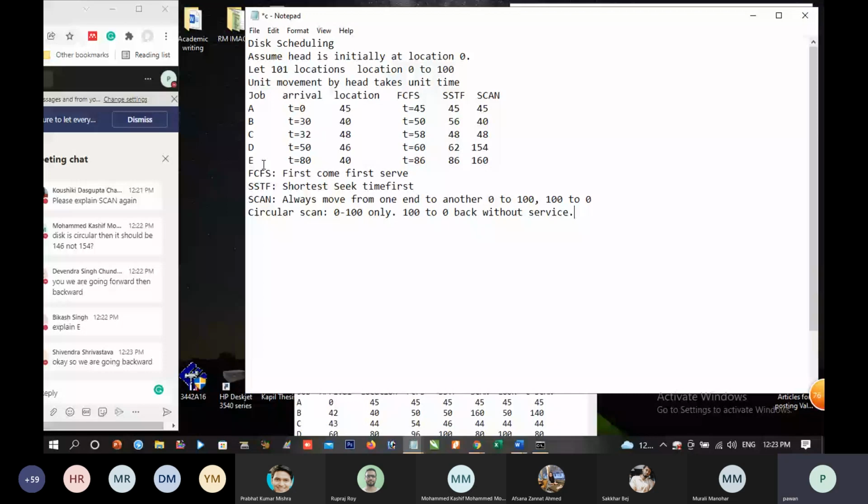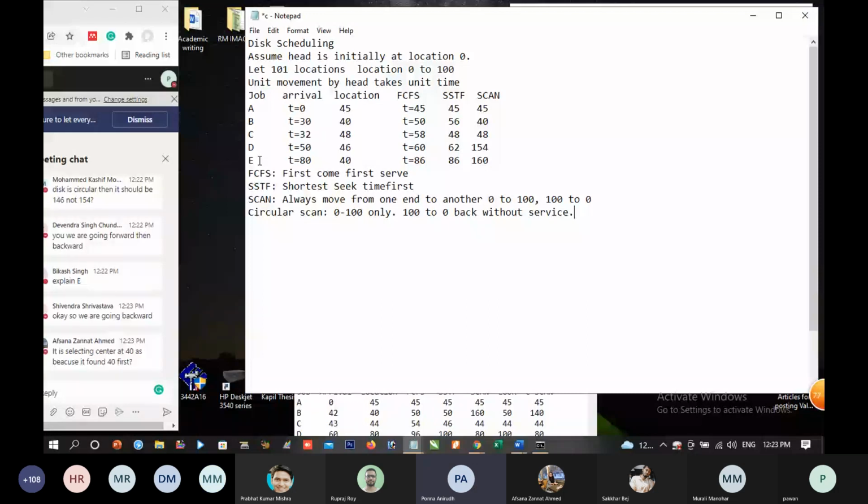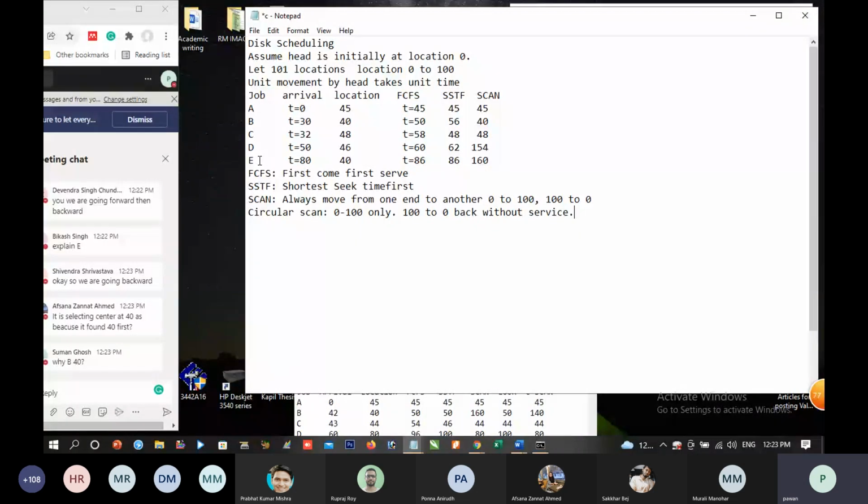What is your doubt now? Ask your questions now. It is selecting center at 40, not a center of 40. The first job which it could find was at 40. Job B, which was at 40, was available, so the service was provided. Why was B at 40? Because at time t equal to 40, head was at 40. Is it correct? Yes.